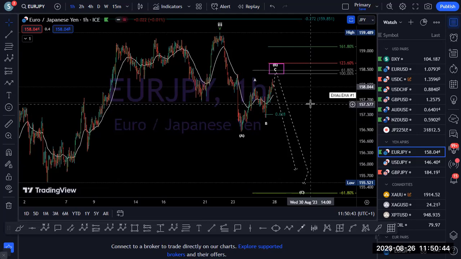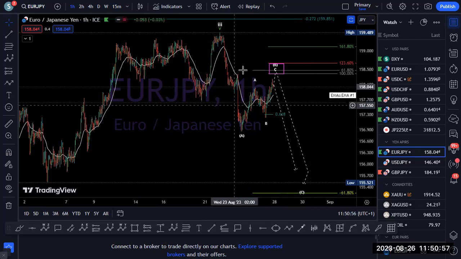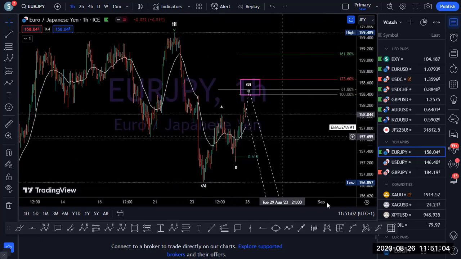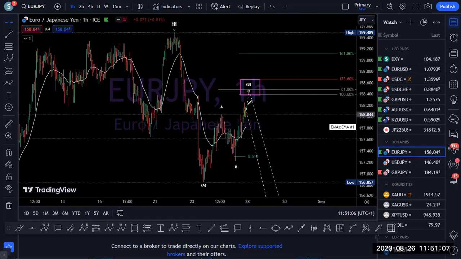Okay, EURJPY. What do we have? We have wave A, B, C, with B. So now I expect wave B to move higher into this zone, unless it will truncate. If it truncates from here, anyway, if I see a setup around this zone, I will sell. But I think it will do this before dropping. So there's nothing much to explain on EURJPY.